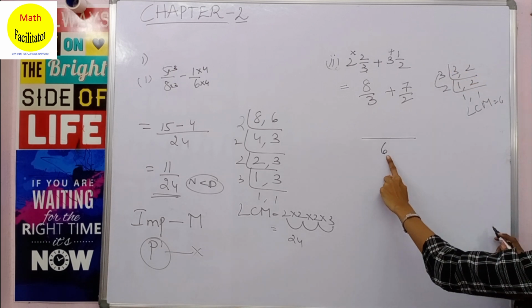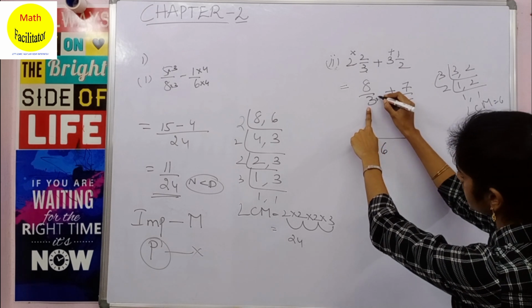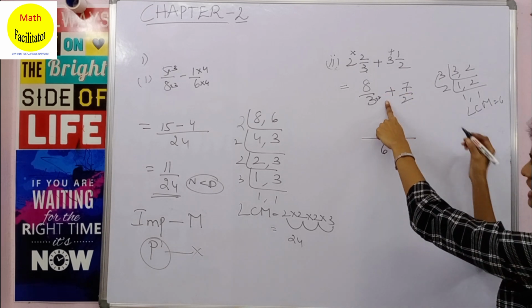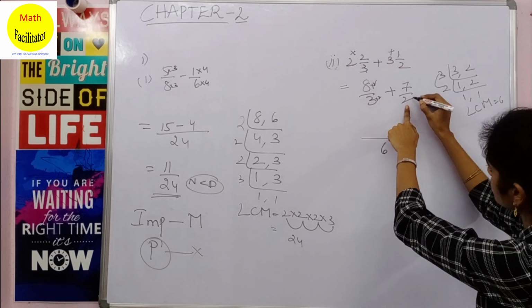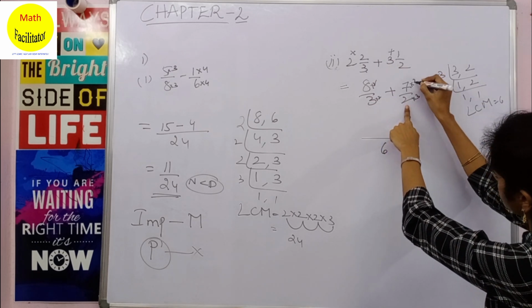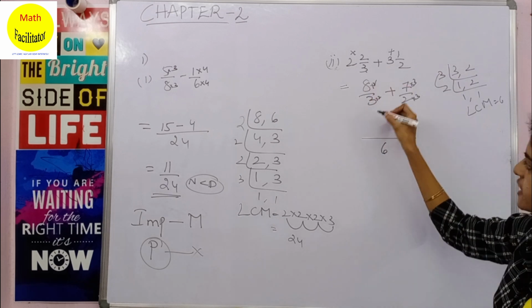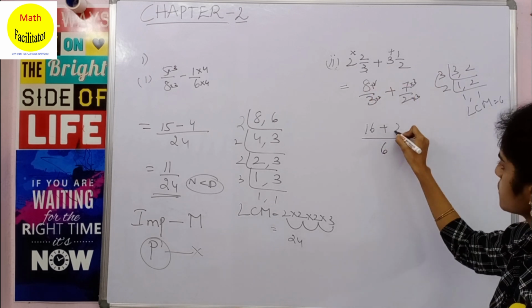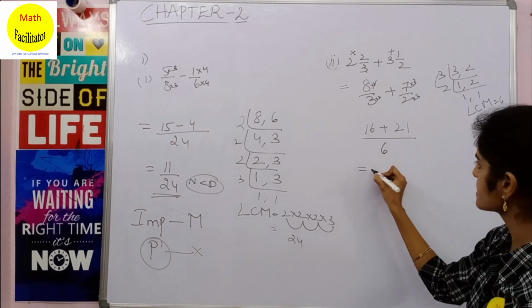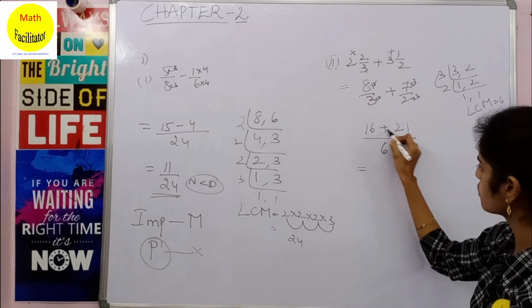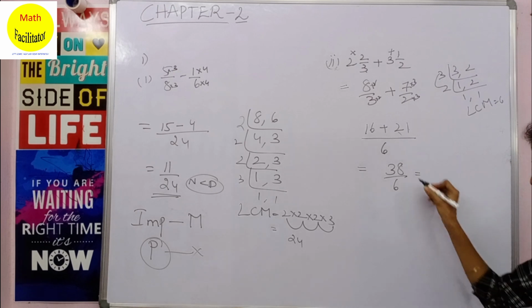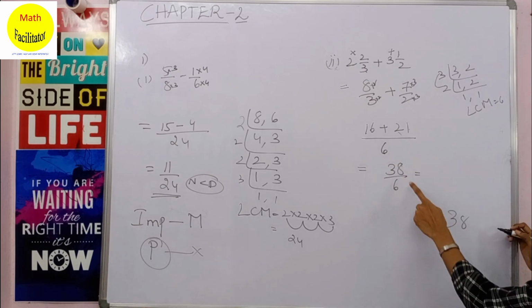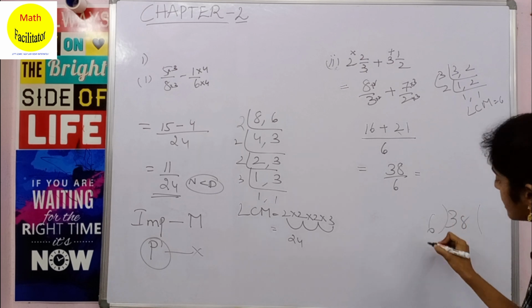Now since the LCM is 6, you will multiply 3 with 2 since 3 2s are 6, and here also 8 you will multiply with 2. Here 2 3s are 6, so 7 also you will multiply by 3. So 8 2s are 16 plus 7 3s are 21. Clear? So this is nothing but 16 plus 21 is 37 divided by 6. So this is an improper fraction. You can see the numerator is greater than the denominator, so you can convert it into a mixed fraction.